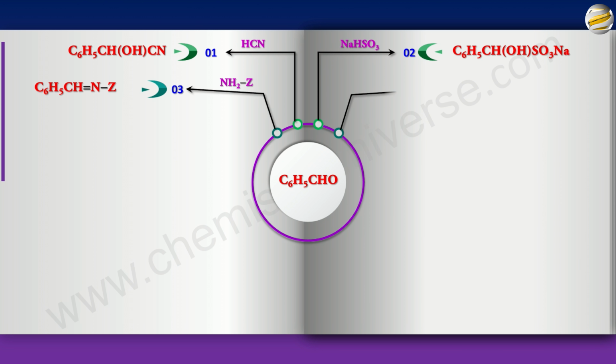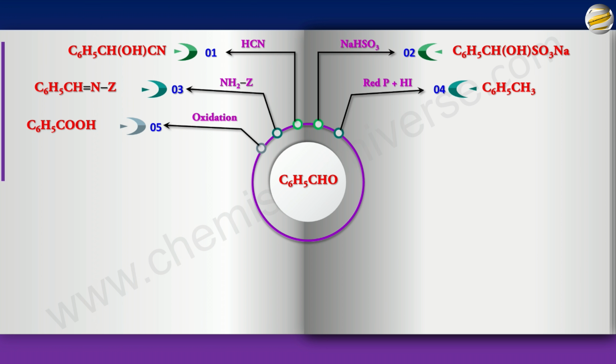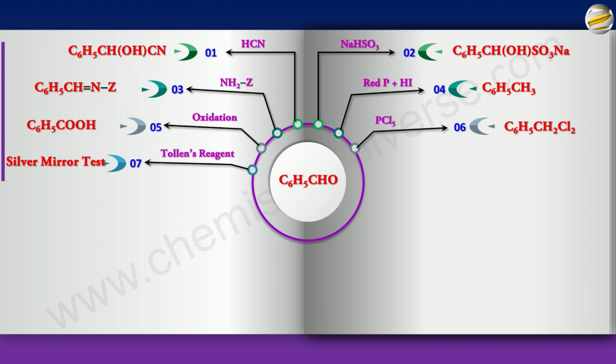Then red phosphorus and HI we did in the preparation of alkanes. You'll convert all of them into alkanes. Then you know that if you do oxidation, you will get carboxylic acid. If you use PCl5, it will remove the C=O and make it into 2 Cls. This is one way of getting a geminal dihalide. And then you use Tollens' reagent, again oxidation, you get the same silver mirror test. We have done this and we have done the videos of this also.